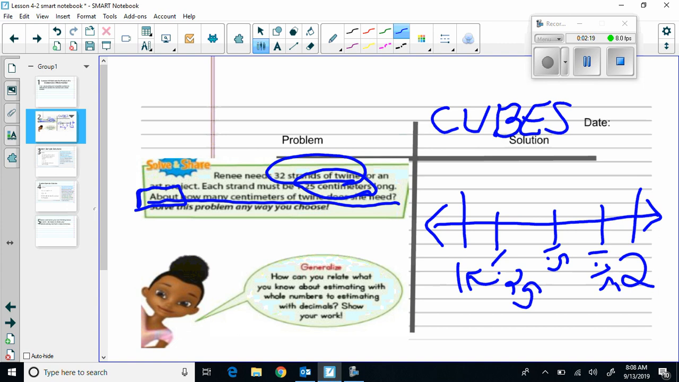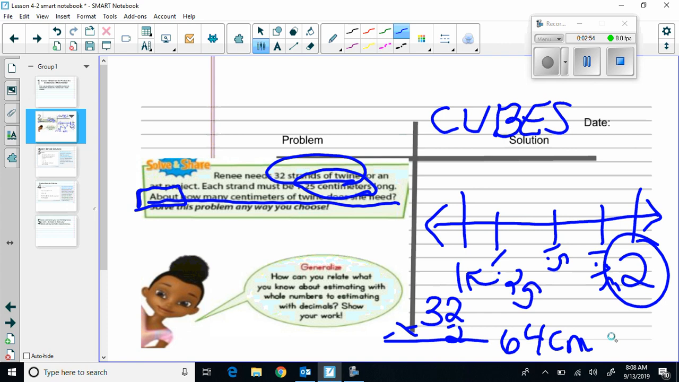But in this situation, I wouldn't want an underestimate because I wouldn't want to be short on twine, or we wouldn't have enough. So in this situation, because I want to make sure I have enough twine to use for her art project, I'm going to overestimate. And I am going to take the centimeters of twine to 2 centimeters. So I would take 32 times 2, and I would get 64 centimeters of twine would be needed. That way, as an overestimate, I know she's going to be able to complete her art project.